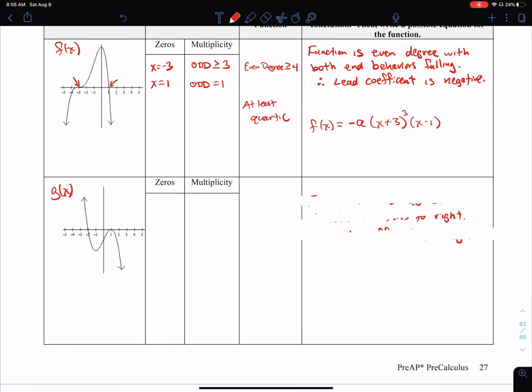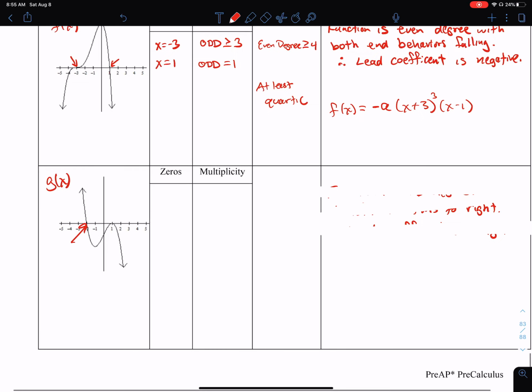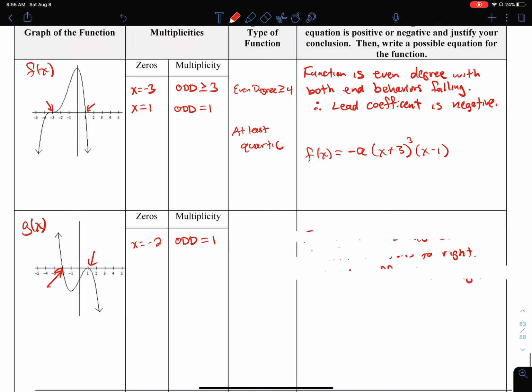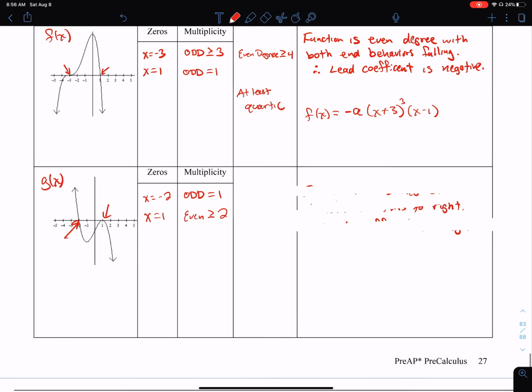G of x, this next function, we have a 0 at -2. It's crossing the x-axis, so it has an odd multiplicity, and it doesn't change concavity, so it is equal to 1. At 1, we have another 0. It is even multiplicity because it's tangent. So we know it's at least 2, but we don't know for certain what it is.